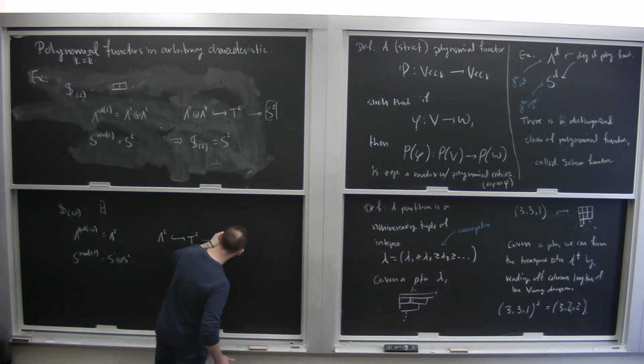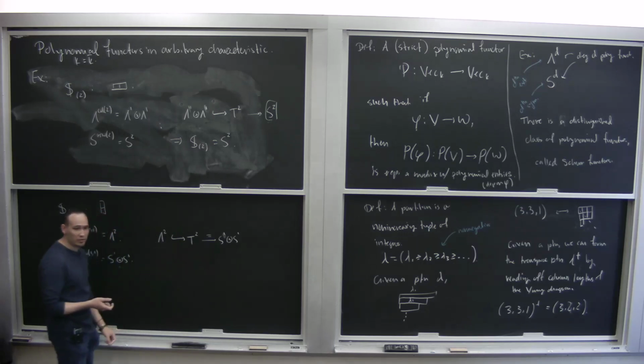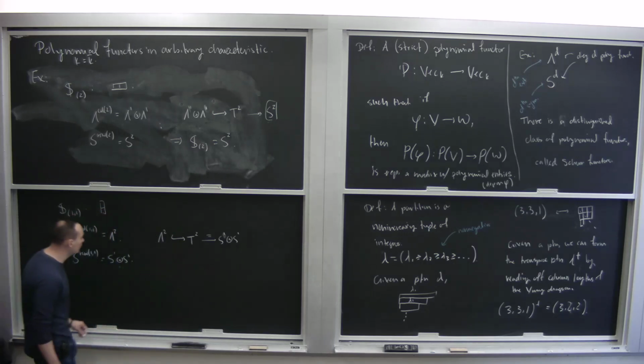So this is just literal equality. And so the image of this inclusion is, well, I just told you it's an inclusion, so it's this original thing here. So S_(1,1) is the second exterior power.